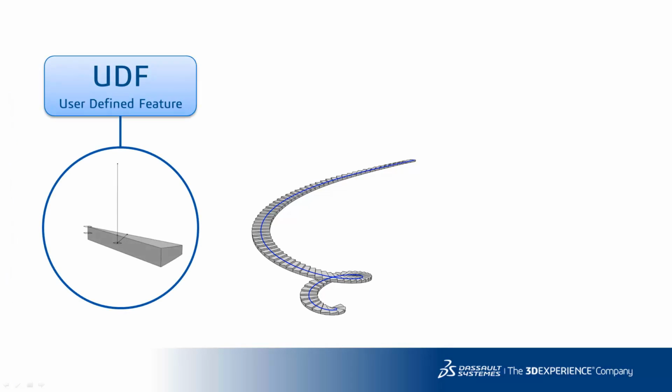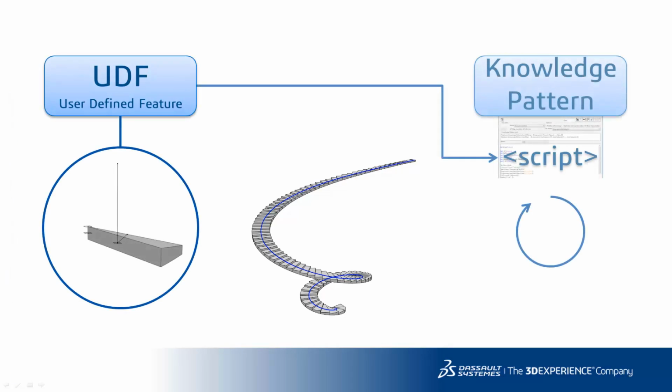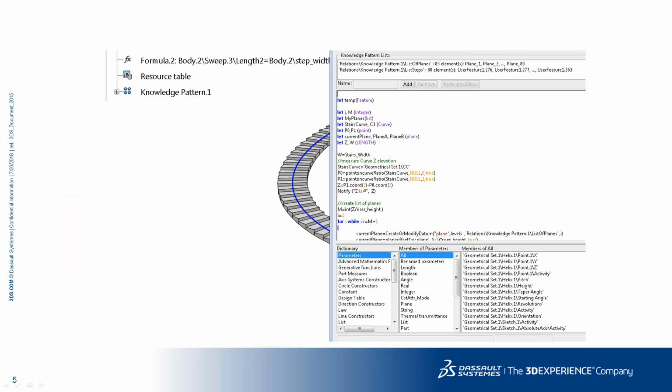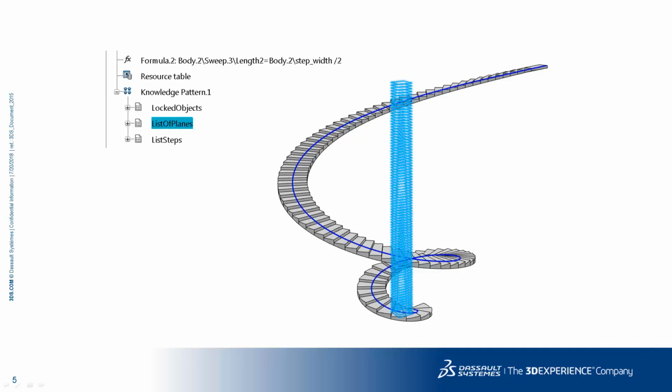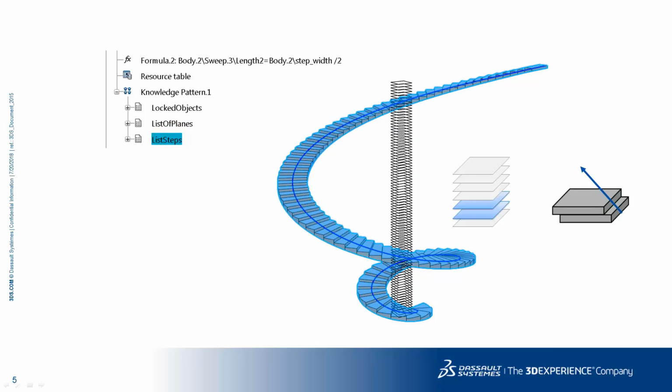To create stairs following a curve, define a UDF step and instantiate it along the curve multiple times with a knowledge pattern. The knowledge pattern is a script that handles lists. In this example, a list of planes representing steps levels, and a list of UDF steps recursively instantiated between two planes of the list of planes.